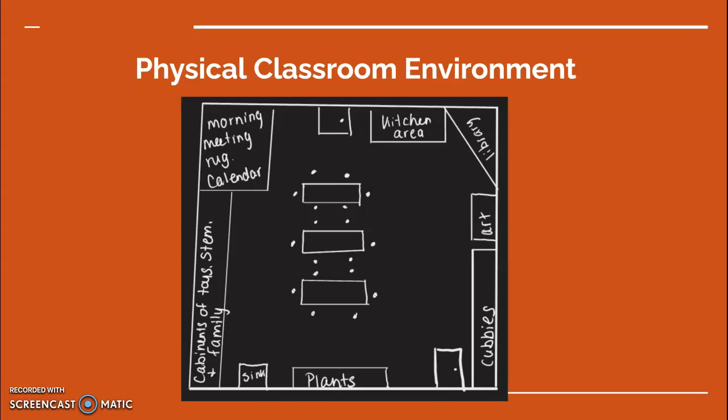corner. This spot right here is like 5 IKEA cube shelves that are filled to the brim with toys. We have our sink area for hand washing, and then we have our tables and chairs right here. And then we have plants that are over here in this back corner on a table.